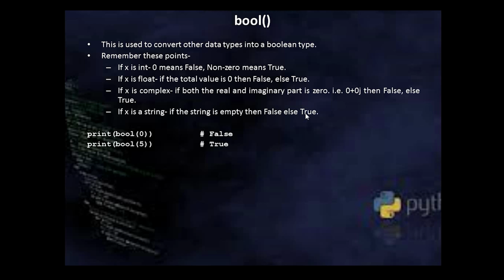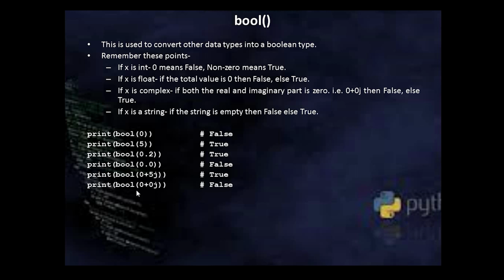Integer 5 to Boolean, it is true. 0.2, which is true. 0.0, it is false. 0 plus 5j is true. Why? Because a complex value is false only when both the real part and the imaginary part are 0. 0 plus 0j, as both real and imaginary are 0, it is cast to Boolean false. Empty string is cast to Boolean false. A string which is containing something, when you cast it to Boolean, becomes true.